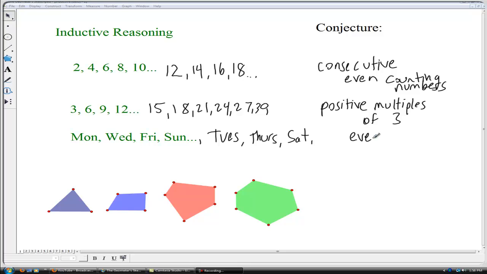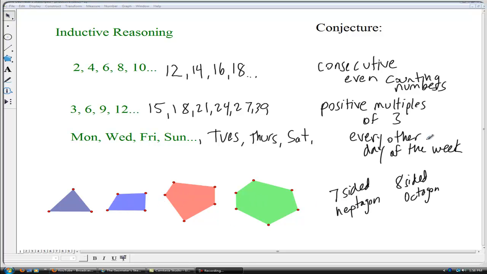So I might say my conjecture is, in this pattern, we have triangle, quadrilateral, pentagon, hexagon, octagon. My conjecture is we're going to increase the number of sides by 1 each time.